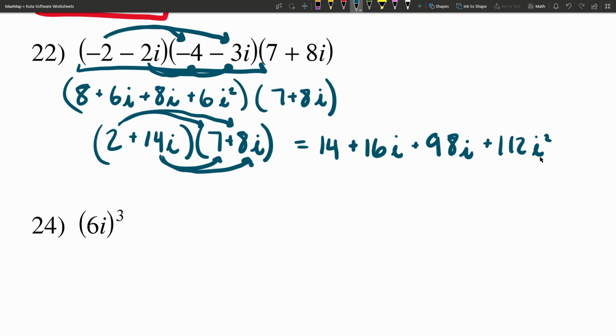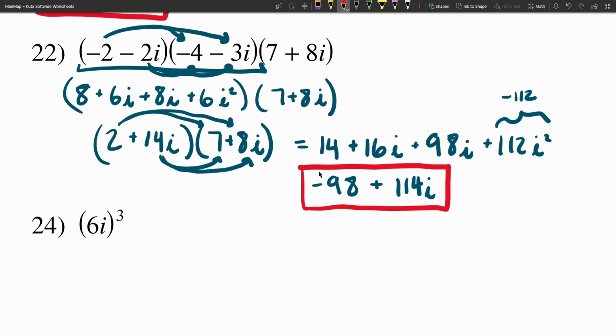112i squared. What is this number? 112 times i squared? Well, if i squared equals negative 1, this is going to result in negative 112. So 14 minus 112 is negative 98, and then we're adding that to 16 plus 98, which is a positive 114, and that's all multiplied with i. Negative 98 plus 114i. That's our solution for number 22.